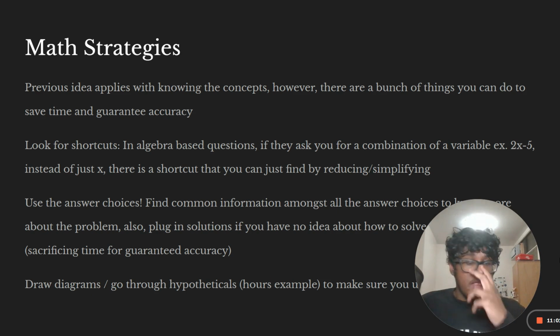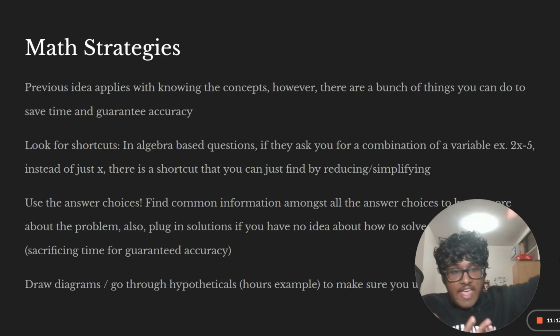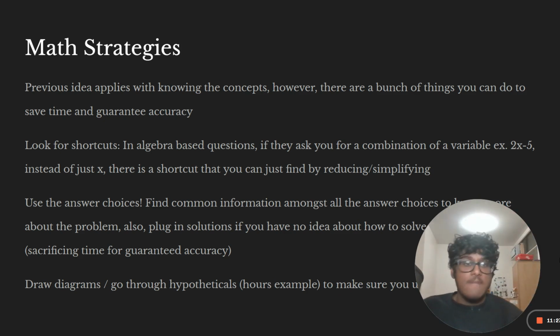Use answer choices. The answer choices on the SAT not only can provide you the answer for plug-and-chug type problems, which I'll explain, they can also help you get information. In every single answer choice, if there's something in common, that's information that can help you solve your problem. And they often do include useful information because all the answer choices have it. Let's say every single answer choice in a problem has 0 as the y coordinate. You know the y coordinate has to be 0.